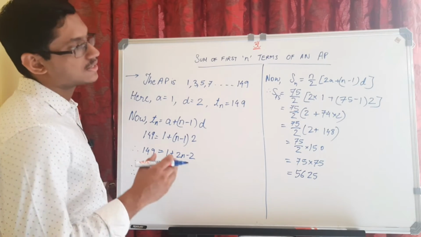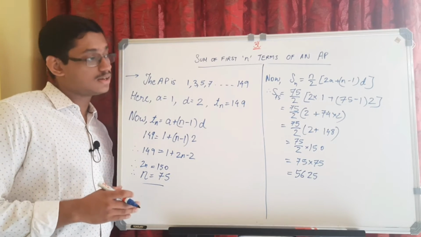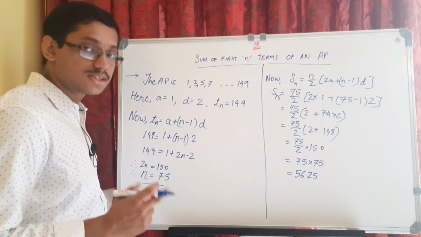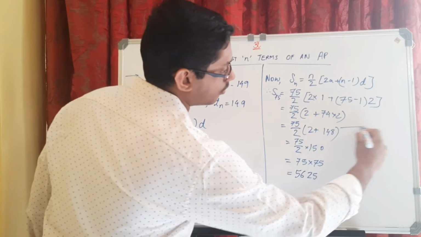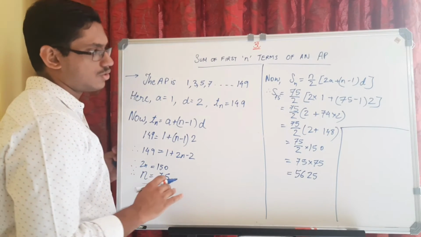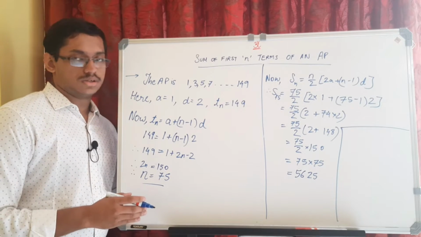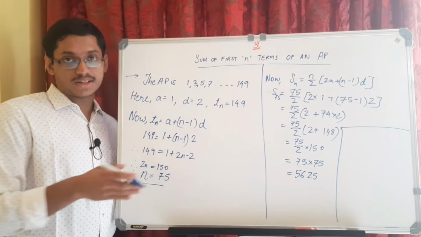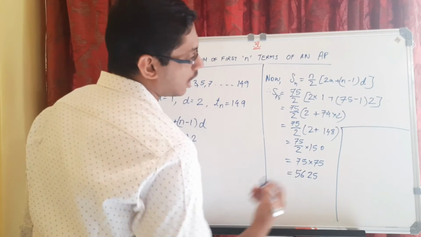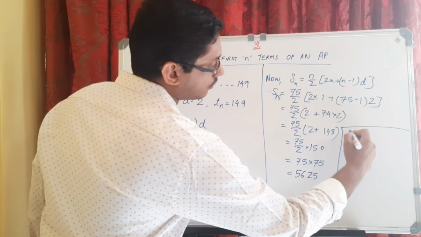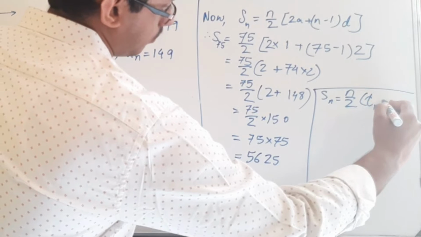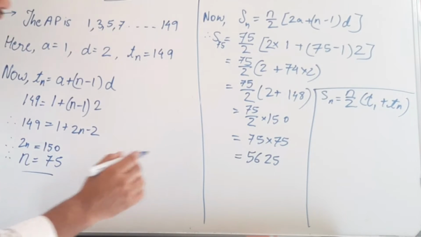So we found by the formula Sn is equals to n by 2 into 2a plus n minus 1 d that the answer is 5625. Now let's see by the second formula I taught you just now. In the exam you have to use any of the formulas. I don't think they will tell you to solve by this formula only or by that formula. No, you can use any formula. So let me show you how to solve it by the second formula. The second formula is Sn is equals to n by 2 into t1 plus tn. Correct. This is the formula.